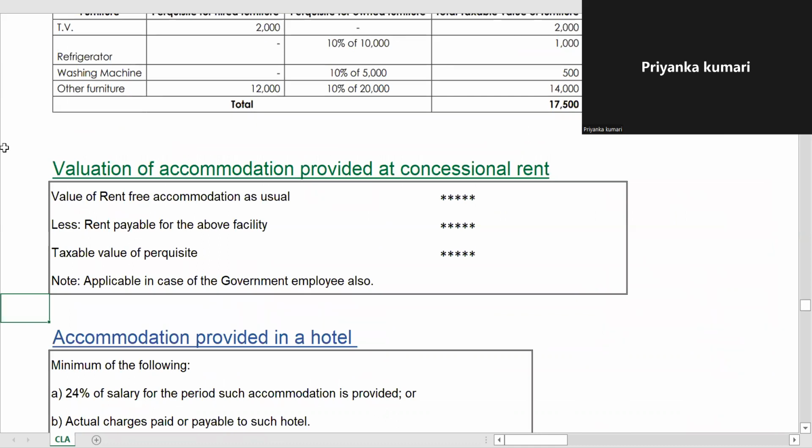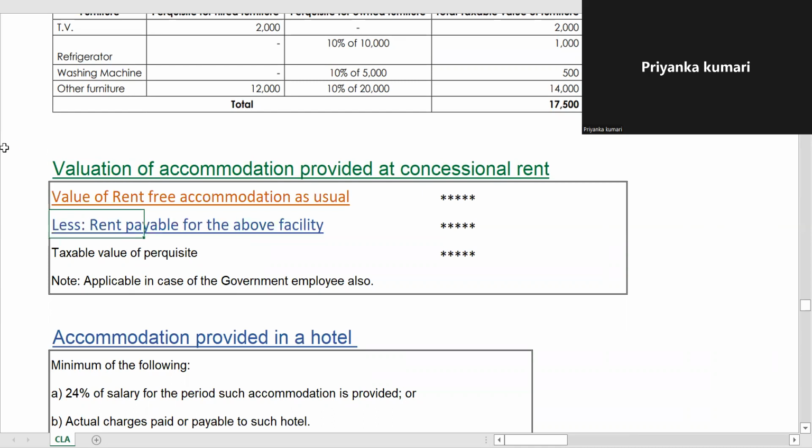Okay. So next is, this part I'm just completing because it's all related. Okay. There's nothing in it. Next one is provided at concessional rent. If accommodation is concessional rent, then what you have to do? Compute the value as you have done above. Okay. So value of rent-free accommodation, just compute as usual. Okay, and then whatever rent you are paying for it, just take that. Okay, that will be your taxable value. For example, value of rent-free accommodation is say 20,000, but you are paying only 5,000. So then perquisite will become 15,000, that's all.